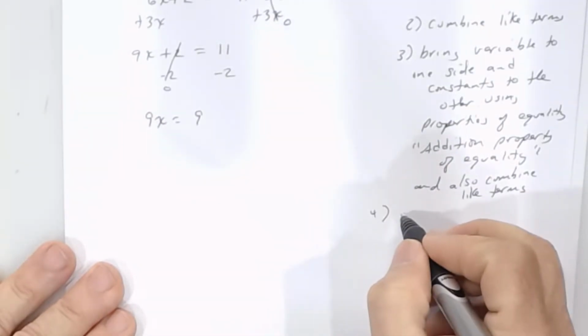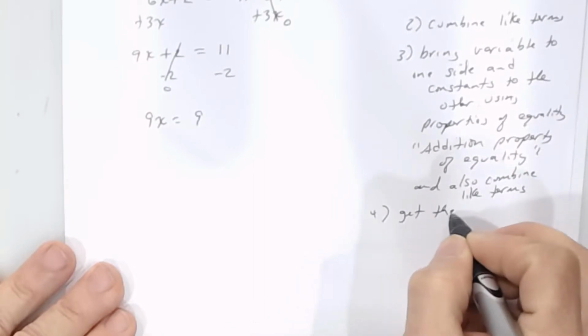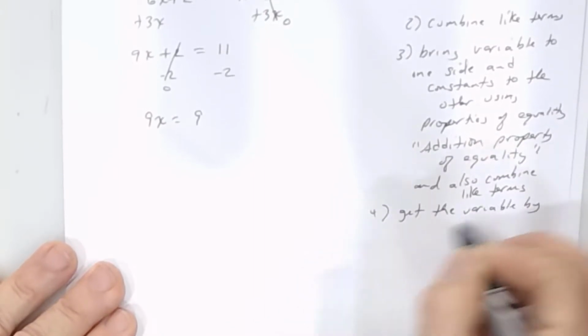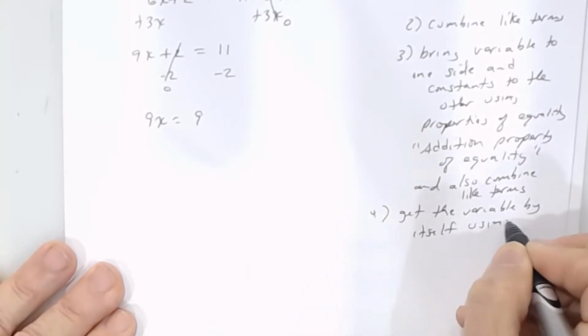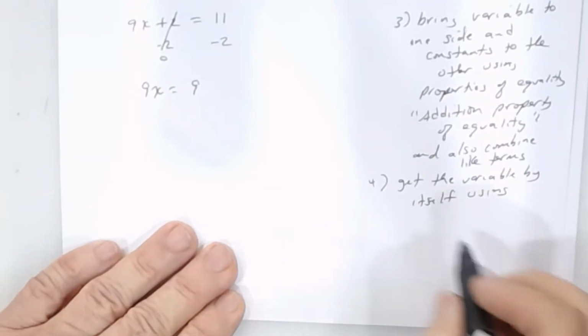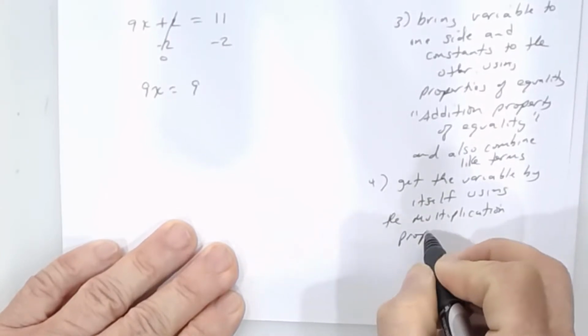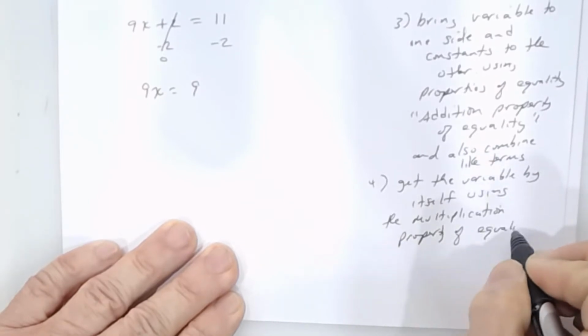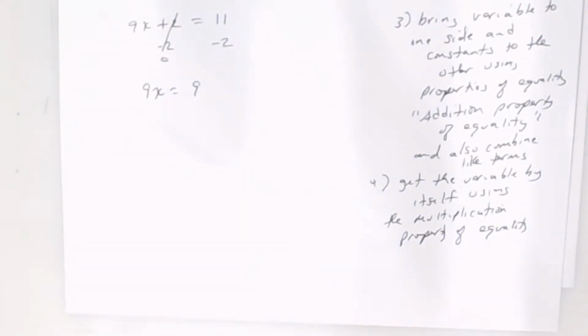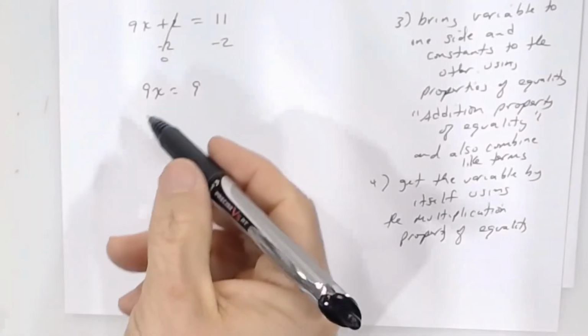Step 4 now is to get the variable by itself. Using the multiplication property of equality. All right. So there's no division property of equality, there's a multiplication property of equality only. So even though you're dividing both sides by 9 to get the variable by itself, it's still the multiplication property, because dividing by 9 is the same thing as multiplying by what fraction? Not 9, 1/9. 1/9. So you're multiplying both sides by 1/9, right?